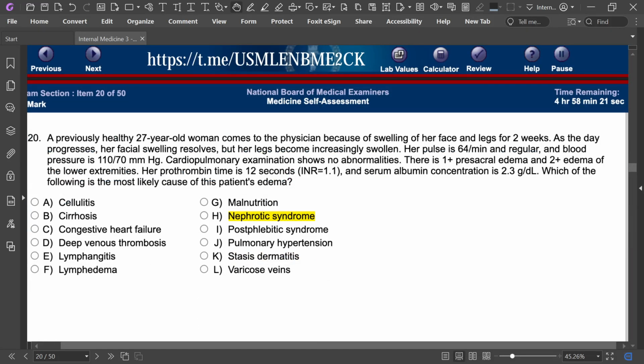Okay, this is nephrotic syndrome. Why is it not the other options? Nephrotic syndrome causes edema. This 27-year-old patient has 2 weeks of facial swelling and leg swelling, blood pressure 110/70, and cardiopulmonary examination shows no abnormality. There is pre-sacral edema and 2 plus edema of the lower extremity, and prothrombin time is 12 seconds.